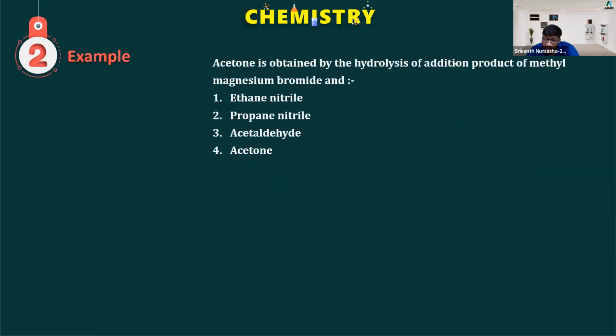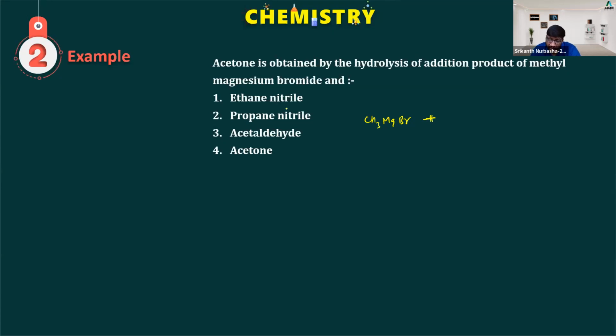Acetone is obtained by the hydrolysis of addition product of methyl magnesium bromide, CH3 MgBr, and which compound? Ethane nitrile, propane nitrile, acetaldehyde, acetone.